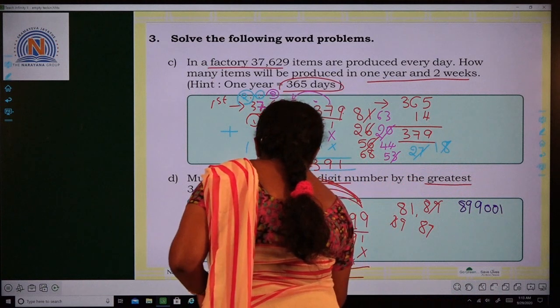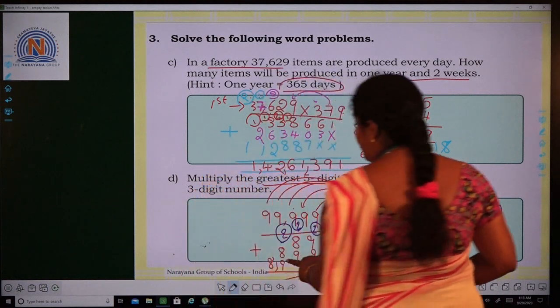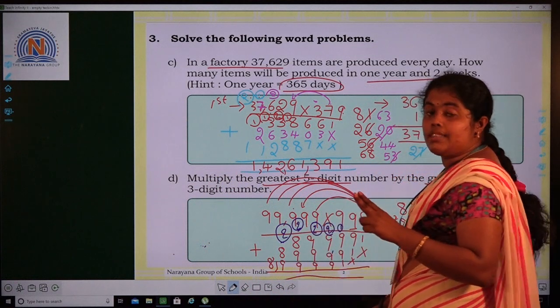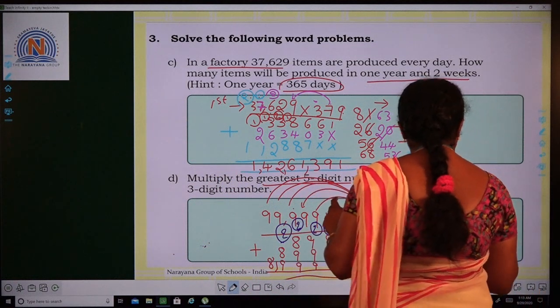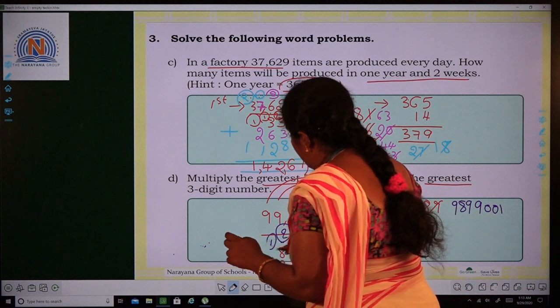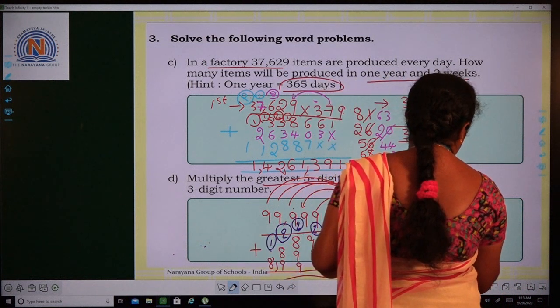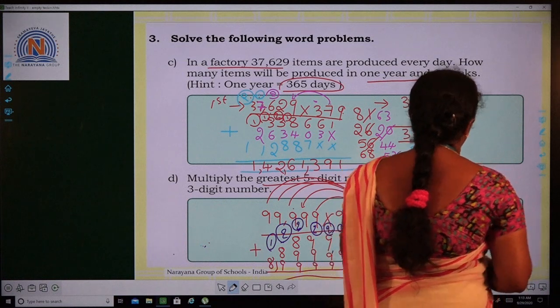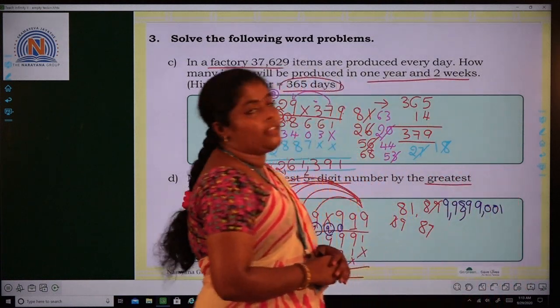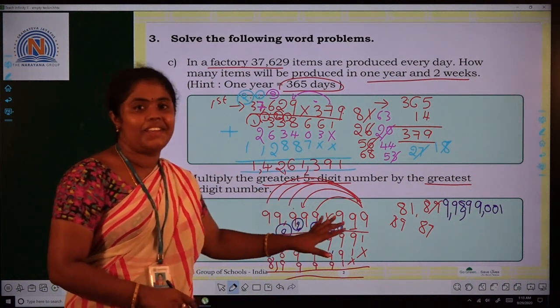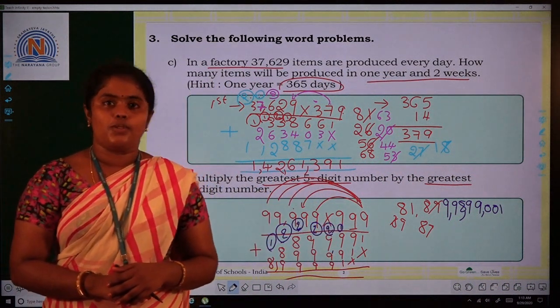Moving on to the next place. 8 plus 9 is 17. 17 plus 2, the answer is 19. 1 is carried to the next place. Next, 8 plus 1, the answer is 9. The answer is 9,98,99,001. I hope, my dears, it is very easy, I think. I hope everyone understood. Thank you.